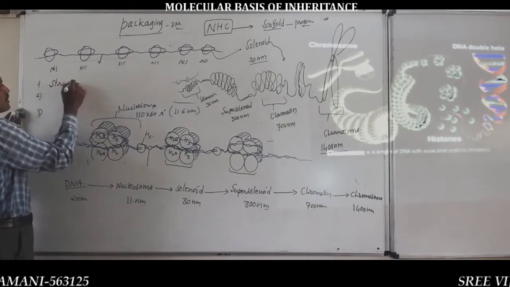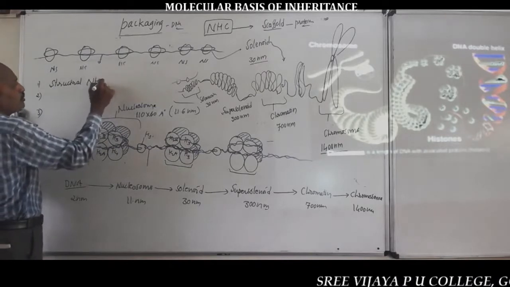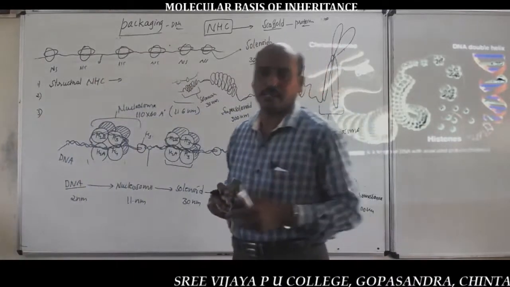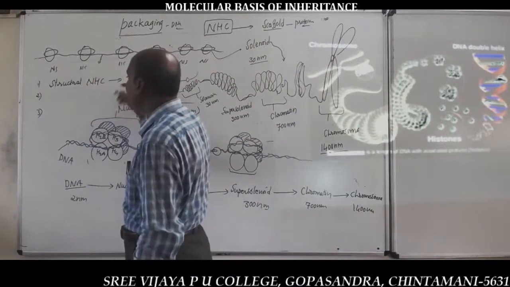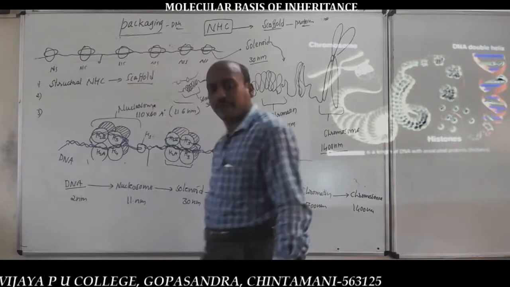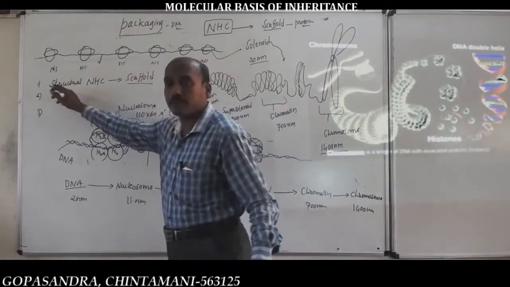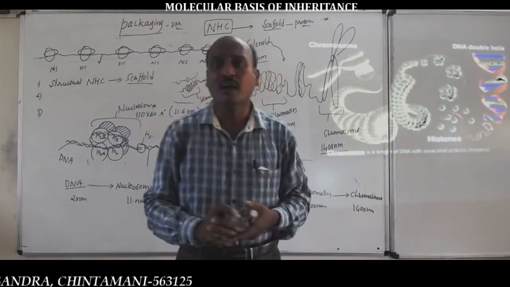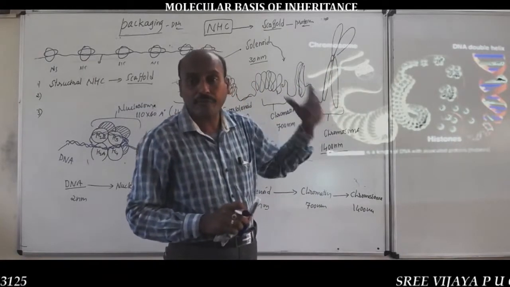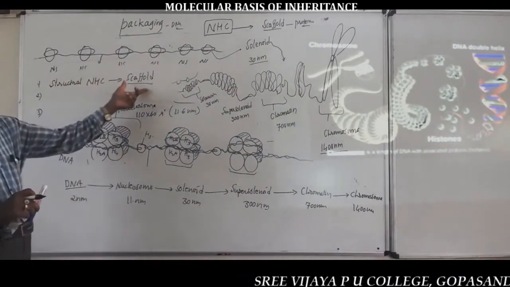Like structural proteins, structural NHC, structural non-histone chromosomal proteins. Here, the example for structural NHC is scaffold proteins. Scaffold proteins are an example of structural proteins because they are responsible for the organization of the structure of the chromosome at a higher level during metaphase of cell division. So the NHC structural protein example is the scaffold protein.